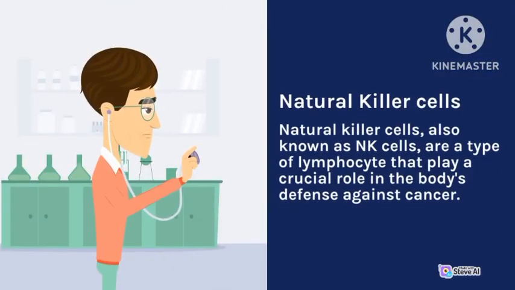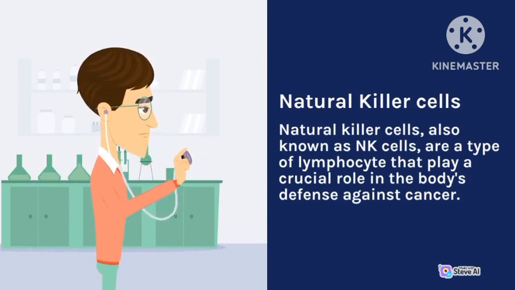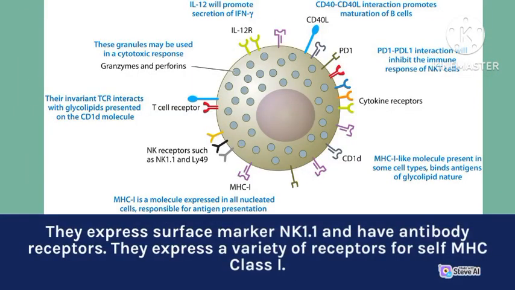Natural killer cells. Natural killer cells, also known as NK cells, are a type of lymphocyte that play a crucial role in the body's defense against cancer. They express surface marker NK1.1 and have antibody receptors. They express a variety of receptors for self-MHC class I.